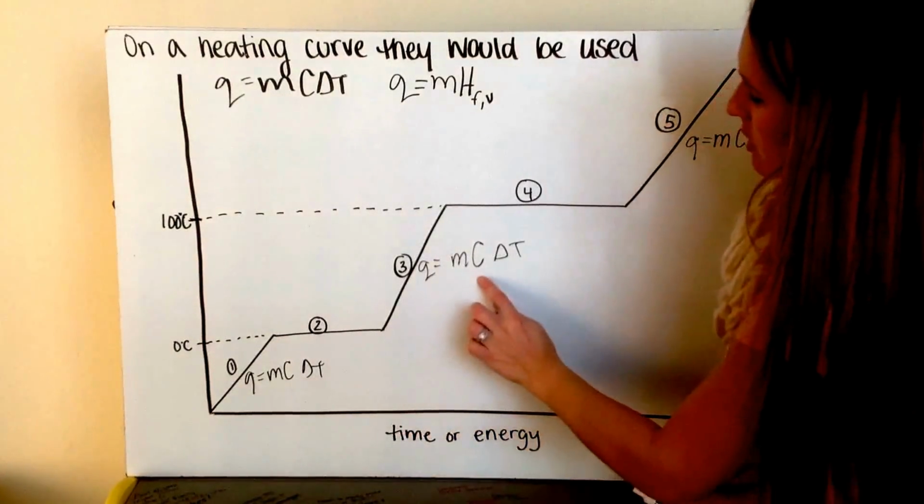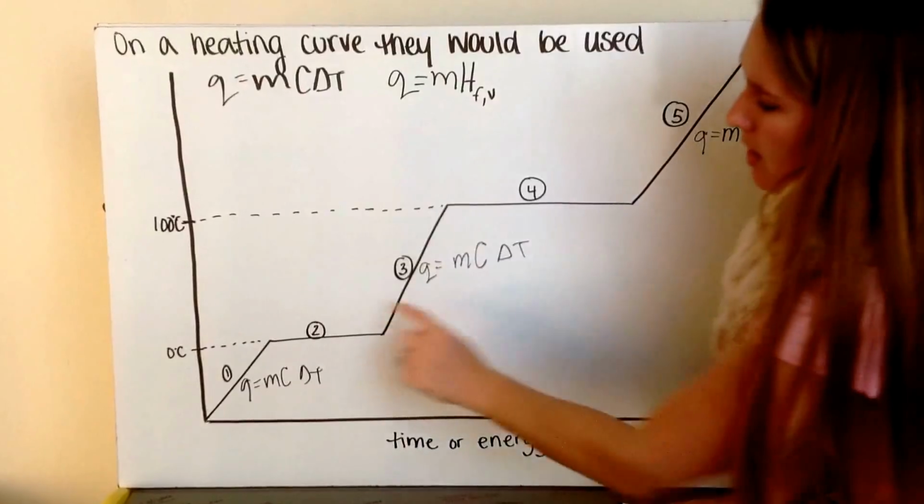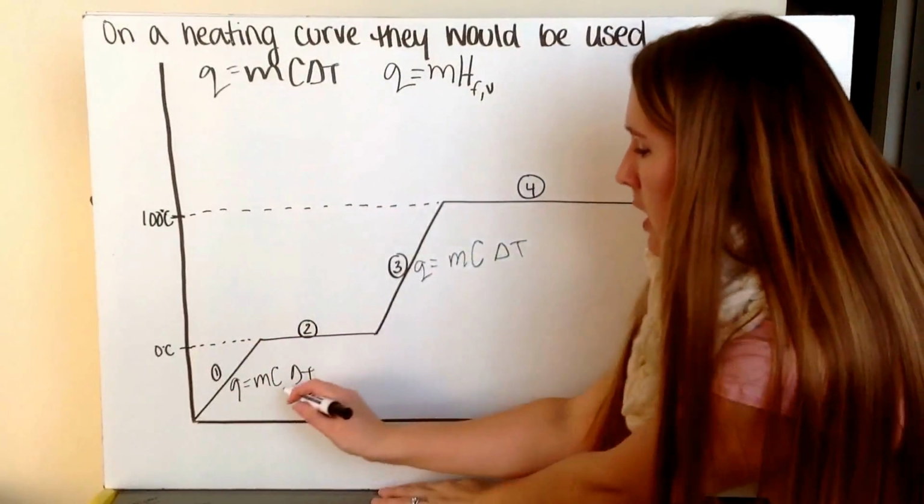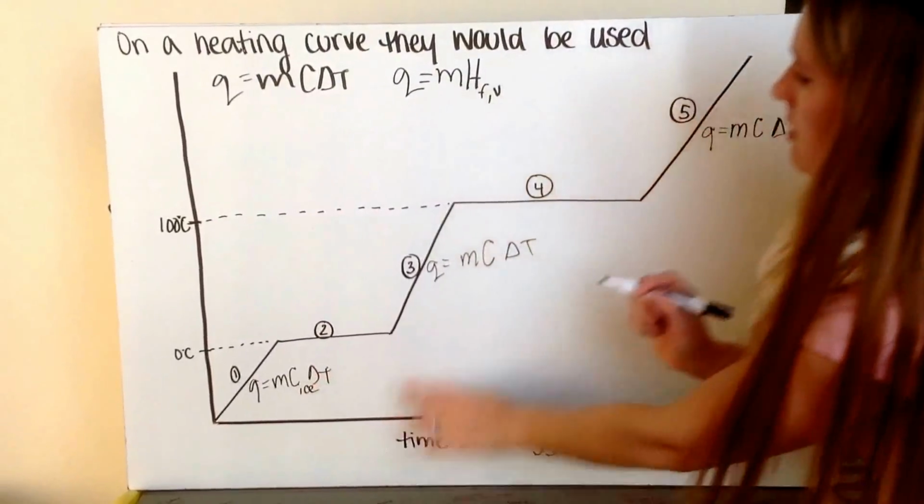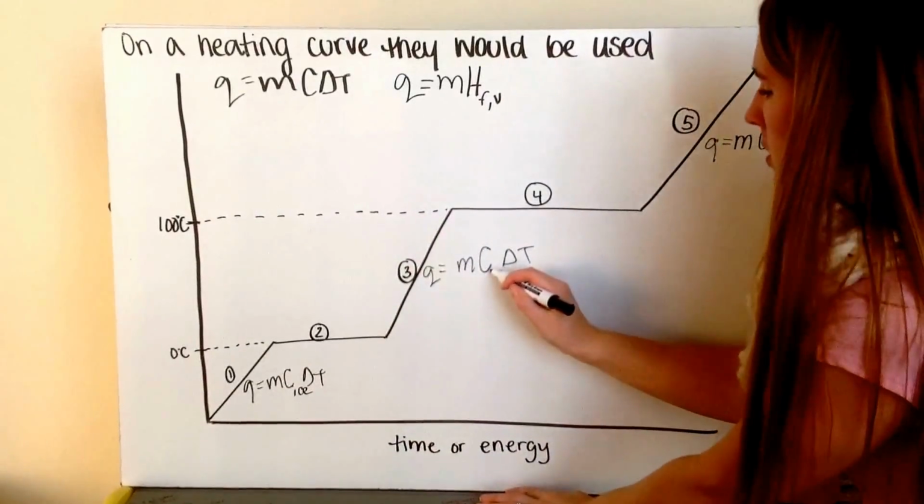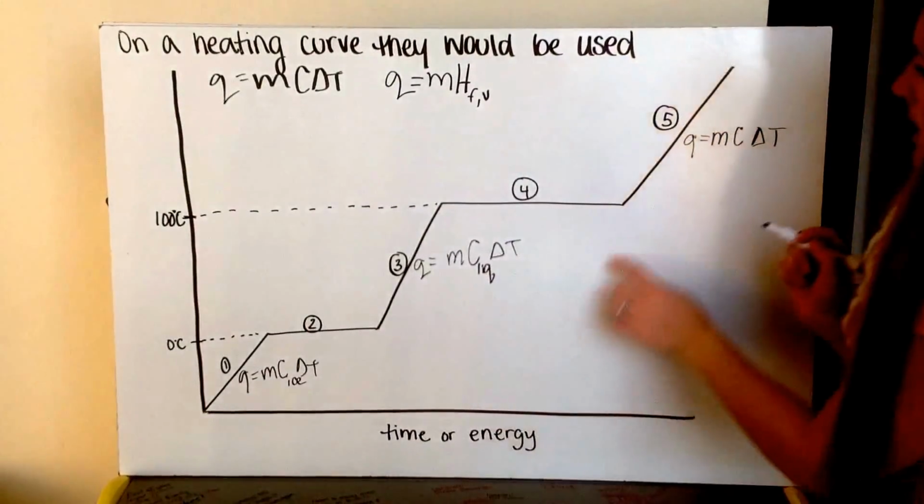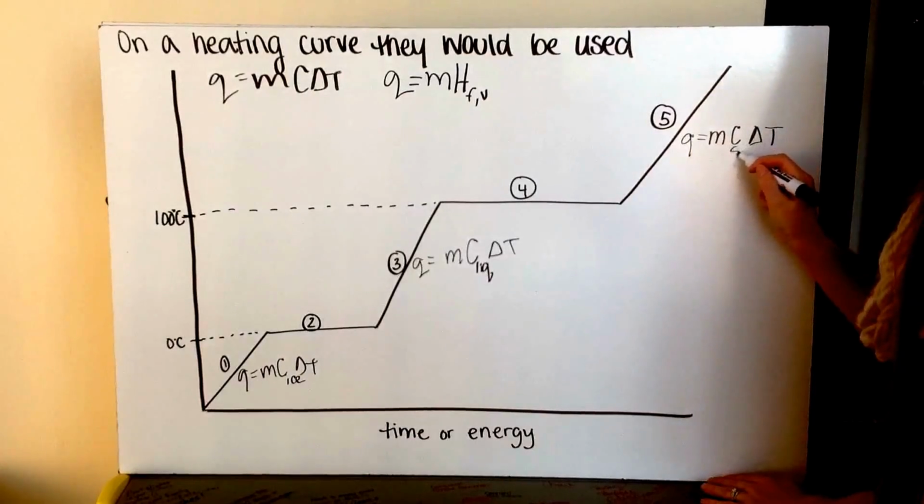And our C is going to change depending on what phase we're in. At our coldest temperature below 0, we have ice. Then between 0 and 100, we have our liquid water. And between 100 and above, we have steam.